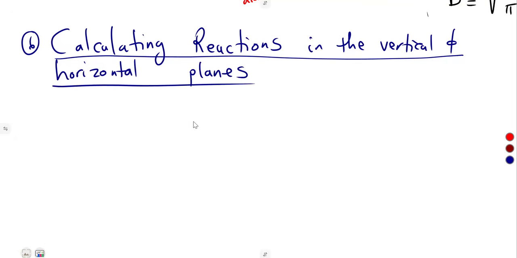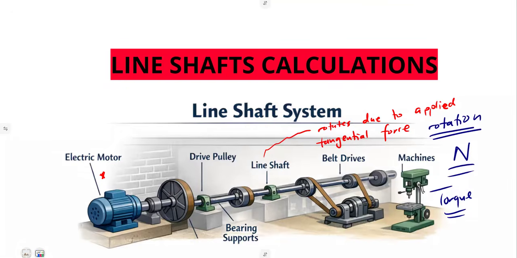So whenever you consider the reactions, remember here we are saying the setup that we have, the setup that we have of the line shaft. There is an electric motor. Then we have got the drive pulley. Then here, if we check, we've got the bearing supports. They're supporting the system, supporting the line shaft.